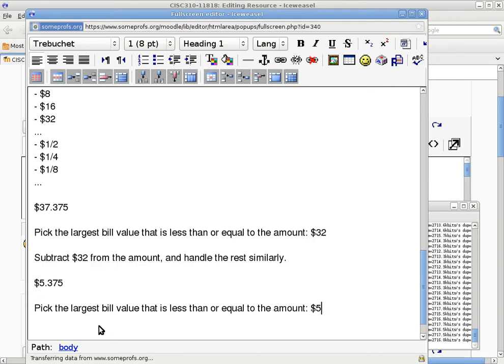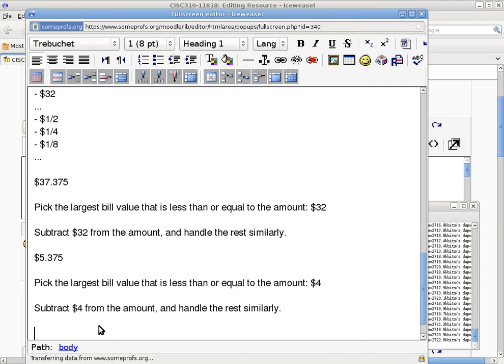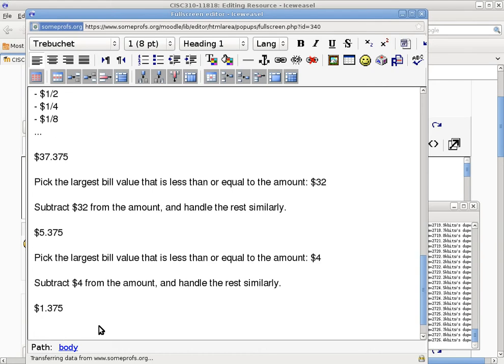Okay. So after that, we subtract that from that amount. I can write a program to do this faster than I can actually illustrate it in an example. Okay. So now we have $1 and 37.5 cents to deal with, right? And then we do the same thing.